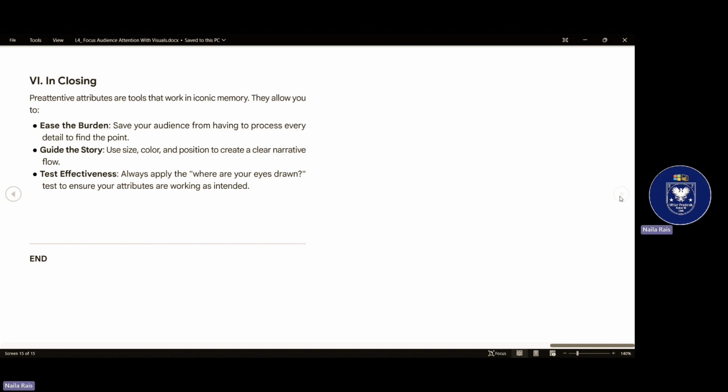Sixth is closing. Pre-attentive attributes are tools that work in iconic memory. They allow you to ease the burden, saving your audience from having to process every detail to find the point. So it's easing the burden for them. It's easy for them to grasp your point. Guide the story: use size, color, and position to create a clear narrative flow. Test effectiveness: always ask, are your eyes drawn? Test to ensure your attributes are working as intended.